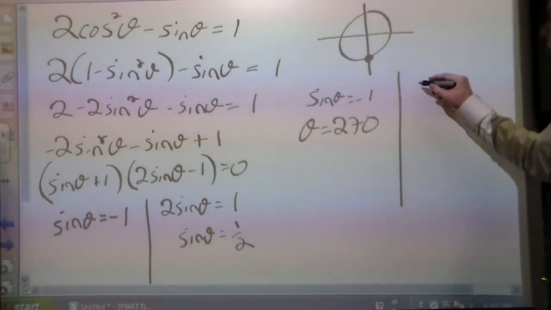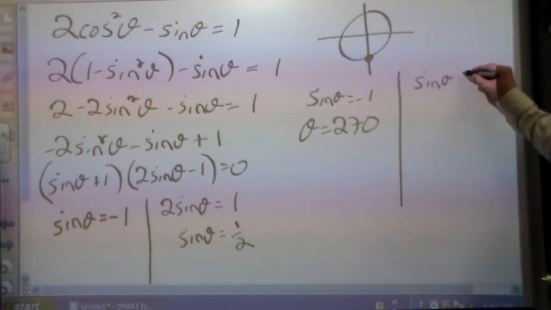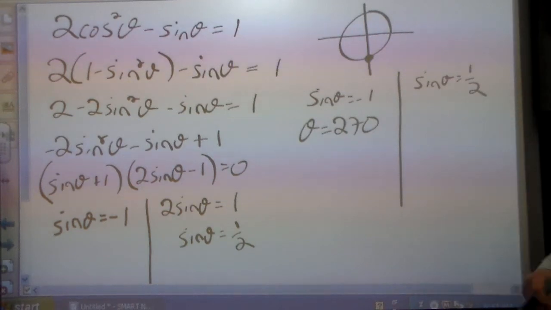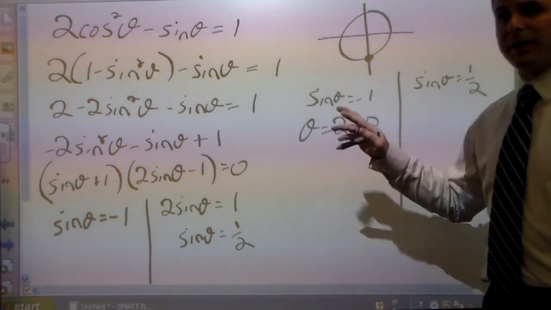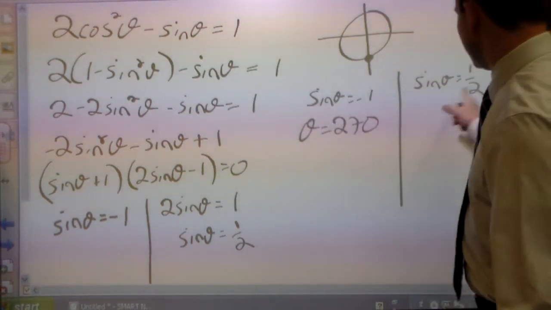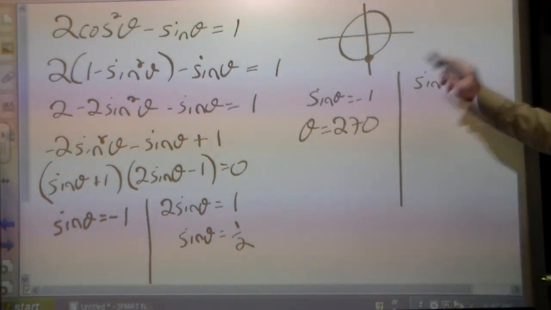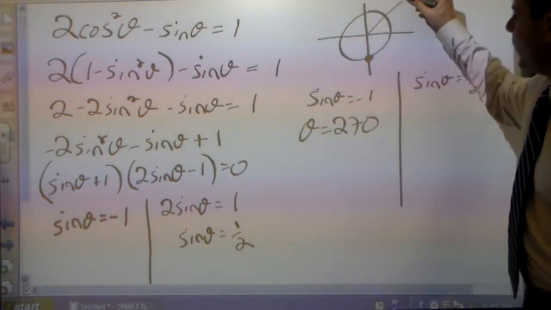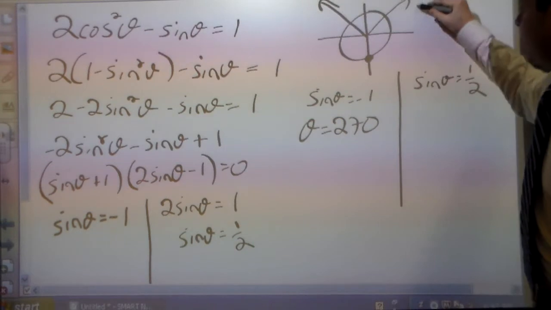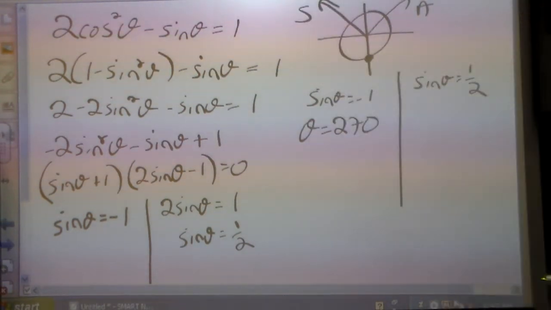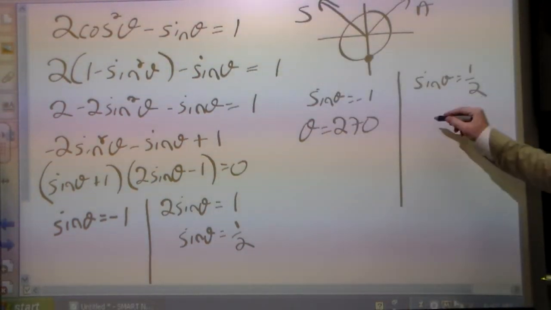For this side, for sine theta equals 1/2, before we take the inverse sine of 1/2, we're going to identify in which two quadrants sine is positive. Sine is a positive number, so it's positive there and there, in quadrants one and two. Now let's take the inverse sine.